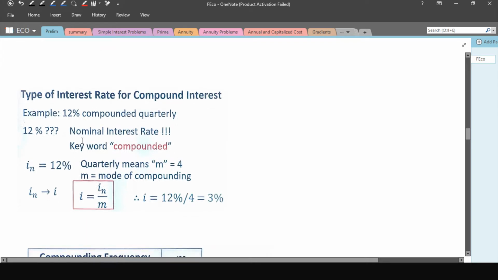The type of interest rate for compound interest, example, 12% compounded quarterly, that is nominal. Ang word mo doon is the compounded. The keyword is compounded. 12% compounded. Wala sinabing annual. That is also nominal pa rin. Okay? Pag sinabing in-specify, quarterly, okay, that is the mode of the compounding of your nominal interest.